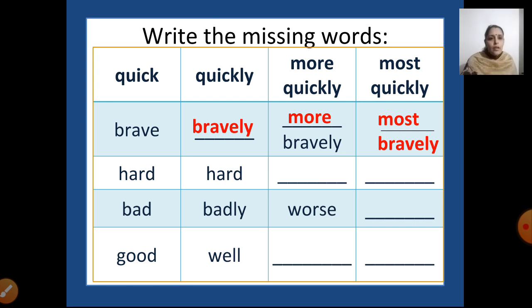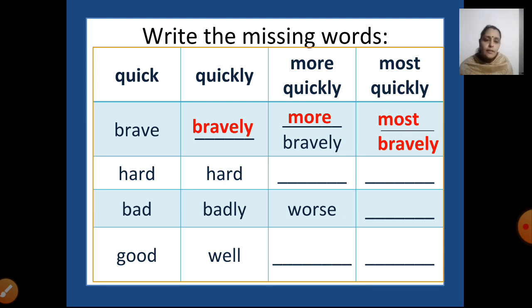Clear, children? Comparative means when you're comparing two persons or two things. Superlative means when you're comparing more than two things or more than two persons. And when do we use more or most? When we have more than two syllables. Syllables means sound of the vowels. You're not going to count the vowels, you're going to count the sound of the vowels. Clear? Next word, hard.